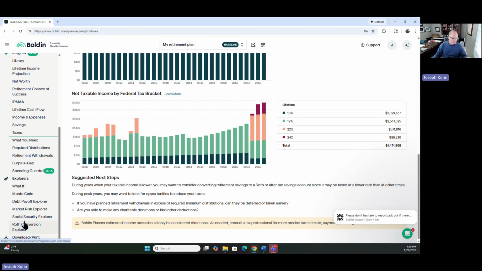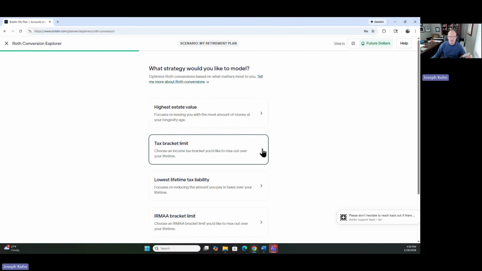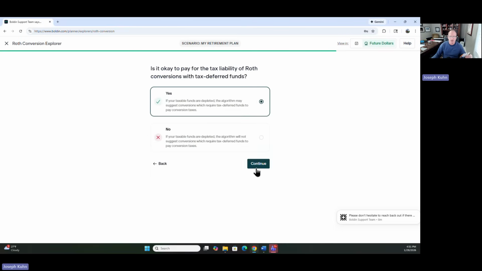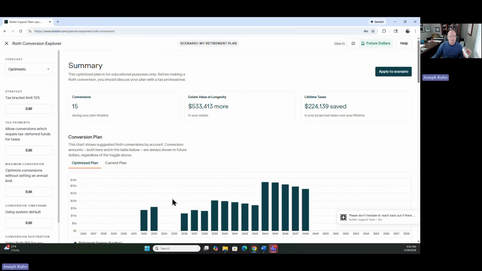Now, I'll jump into Roth Conversion Explorer down here. This says convert everything to the Roth account that I've got $100,000 in. I'm just going to convert everything up to the 12% tax bracket. Just do that and see what impact that has on the plan. Okay, let's do that for fun. I'm going to see this for the first time. Okay, use the system default, see my optimized plan.